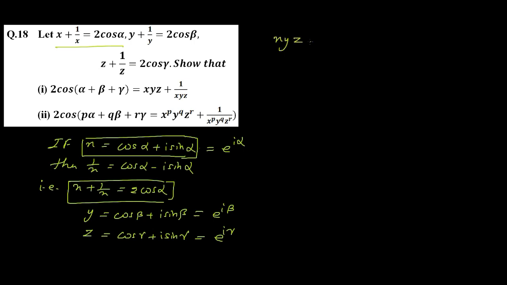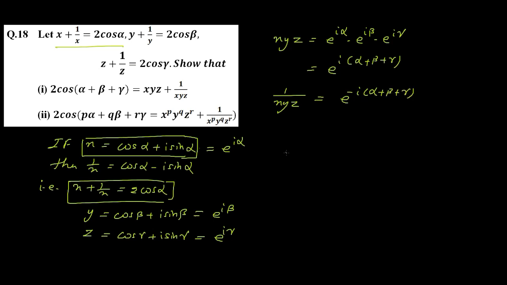So what I'm going to do now is find x into y into z, that is e to the power iota alpha into e to the power iota beta into e to the power iota gamma. So this will become e to the power iota alpha plus beta plus gamma. What is 1 by xyz? 1 by xyz will become e to the power minus iota alpha plus beta plus gamma. Okay, so let's talk about the first bit of the question.